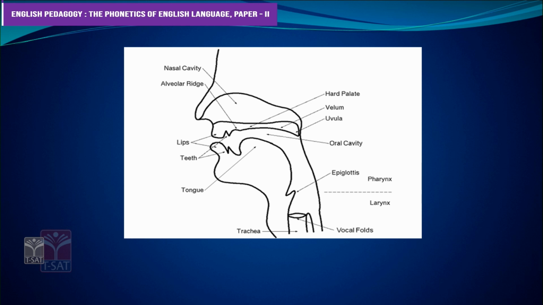The diagram has the labels of all the speech organs that are associated with the production of speech sounds. So, the nasal cavity and alveolar ridge, lips, teeth, tongue, trachea, vocal folds, larynx and pharynx, epiglottis, and oral cavity, and at the passage, uvula, velum and hard palate.